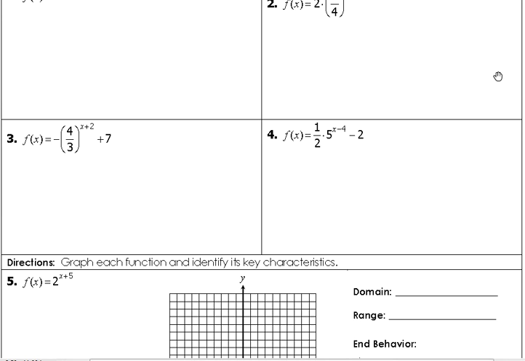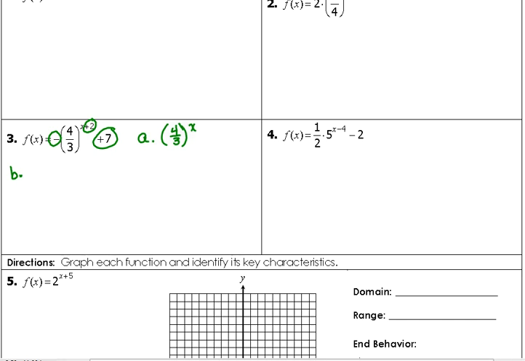Okay, let's look at 3 and 4. They've got a little bit more going on with these functions. So the parent function for number 3 is 4/3 to the x. It's just the base and the exponent. Okay, so we've got several things going on in this one. We've got a minus in front. We've got a +2 in the exponent, and we've got a +7 on the end.